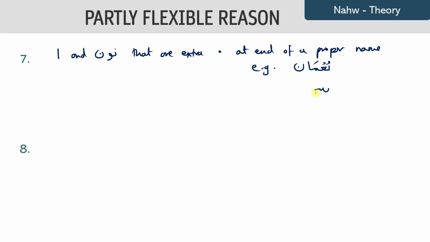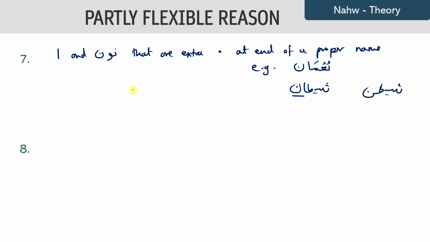In the word shaitan, for example, you have the alif and the noon, but this alif and noon are not extra to the word shaitan, because the root word of shaitan is shayatana. So as you can see, this noon isn't extra. Because of that, the word shaitan is fully flexible. Actually, it's not partly flexible, but Nu'man is partly flexible because the alif and noon are extra.